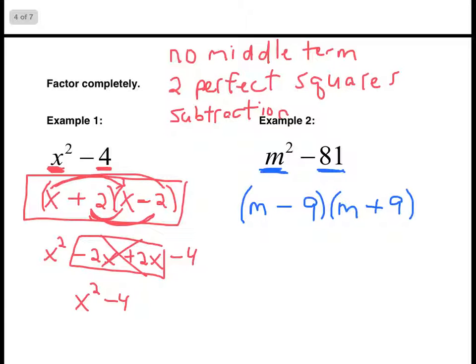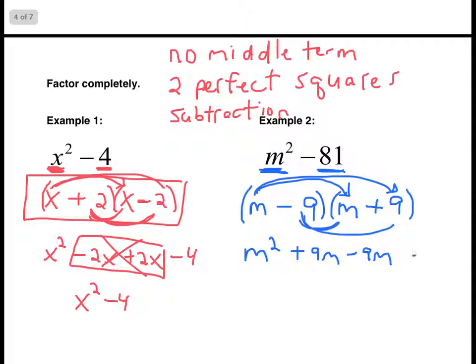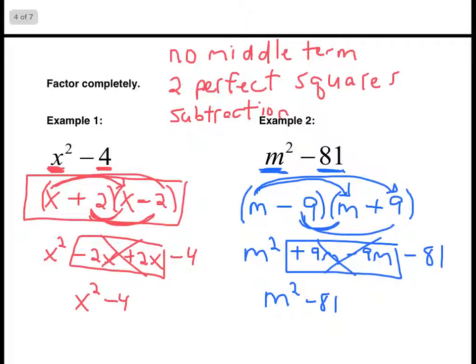And then I can FOIL to check. So I would do m times m, that's m squared. Then m times plus 9 would be plus 9m. And then minus 9m. And then 9 times 9 is 81, and it's a minus sign. Again, the two terms in the middle are going to cancel out. So I would get m squared minus 81. So your answer, when I ask you to factor, is this right here. This is just where we check.